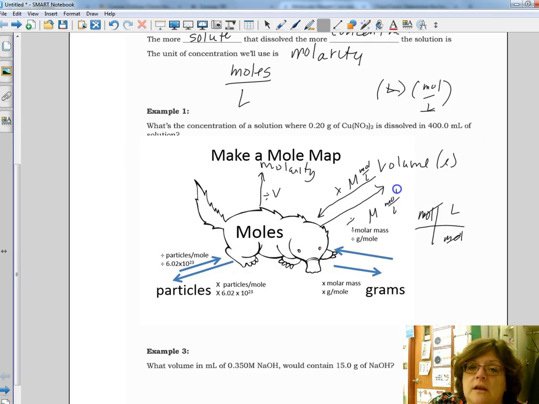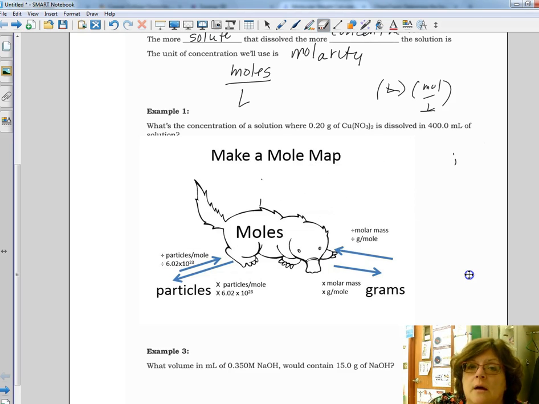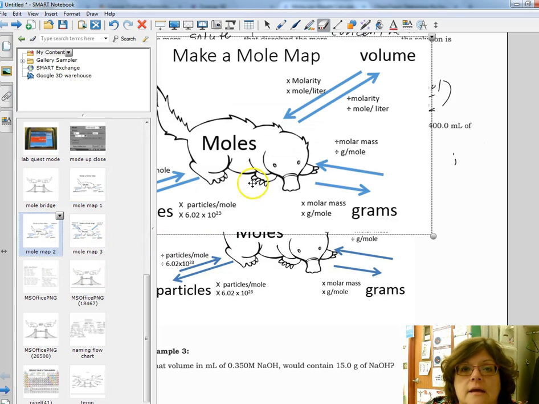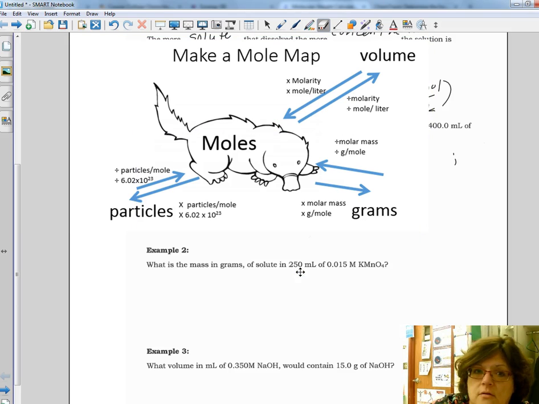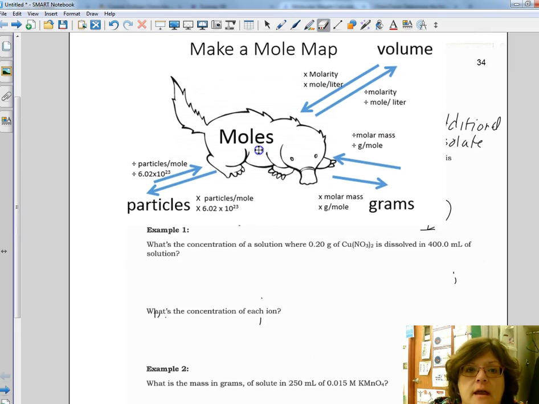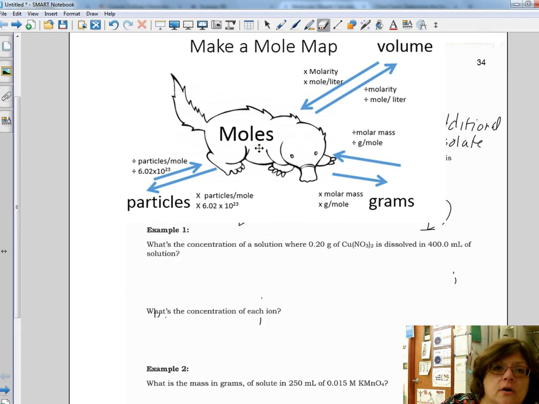So add that in to your mole map. And I'm going to bring up a different picture that has it already in there. And we'll set that here. The only thing not on this picture was moles divided by volume gives you molarity.